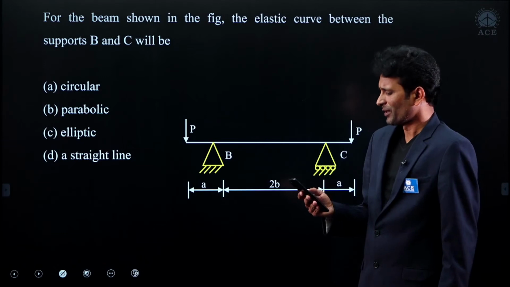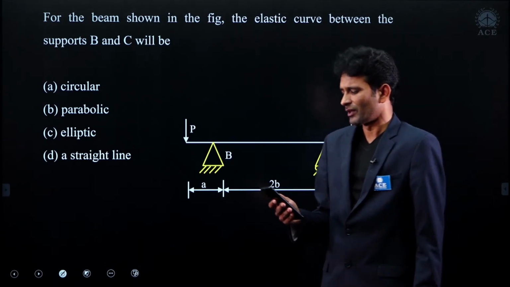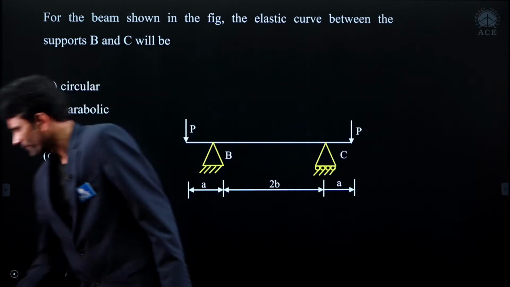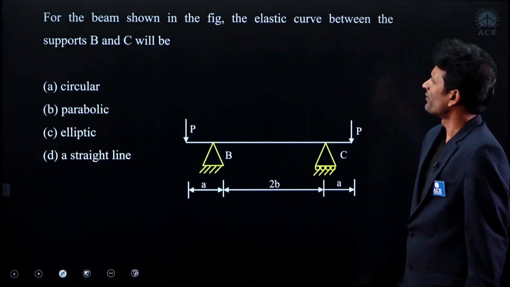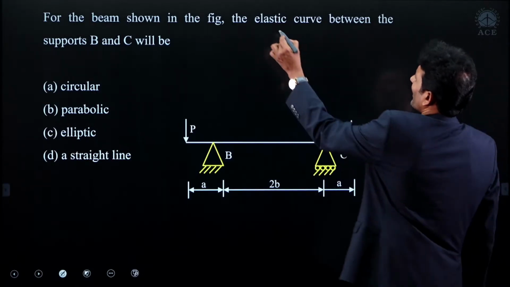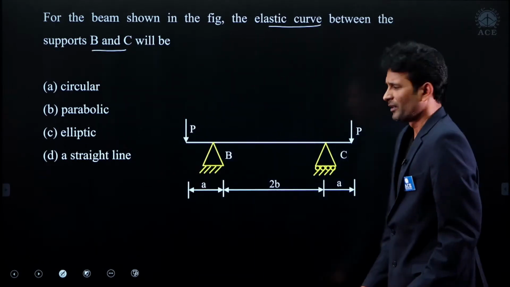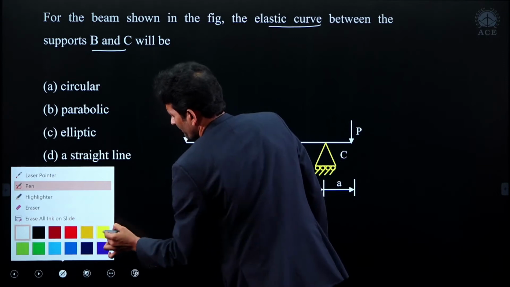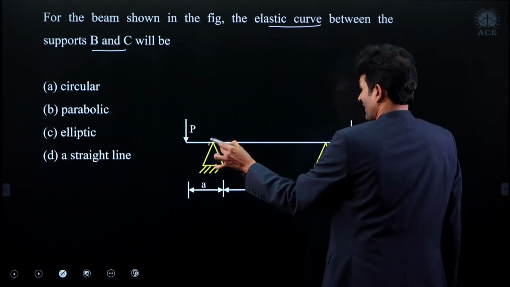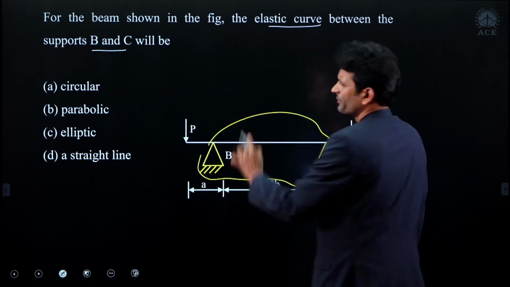It's a straightforward question, my dear friend. Read the question carefully. For the beam shown in the figure, the elastic curve between the supports B and C. What is the nature of elastic curve in this region? What అడిగింది? Elastic curve. What is our observation related to the elastic curve?